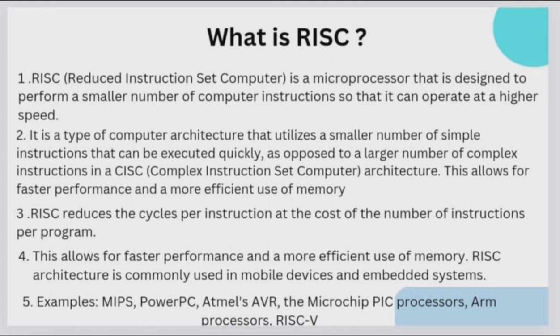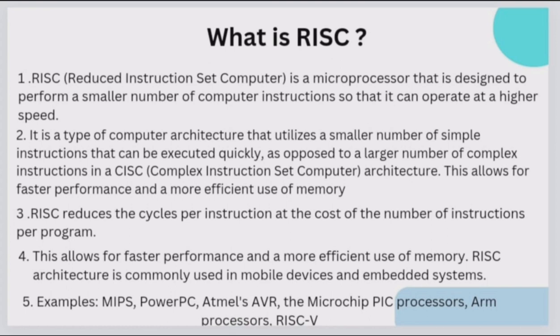What is RISC? The full form of RISC is Reduced Instruction Set Computer. RISC is a microprocessor that is designed to perform a smaller number of computer instructions so that it can operate at a higher speed. Second, it is a type of computer architecture that utilizes a smaller number of simple instructions that can be executed quickly, as opposed to a large number of computer instructions in CISC.